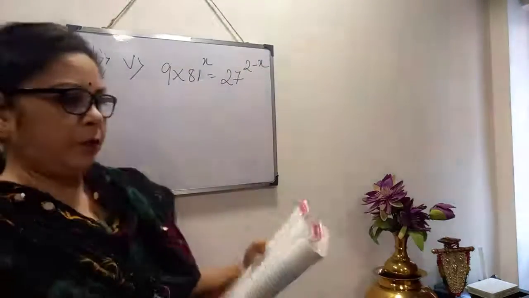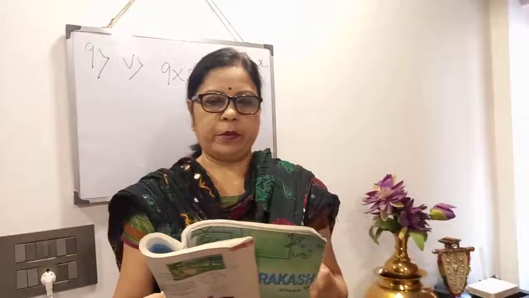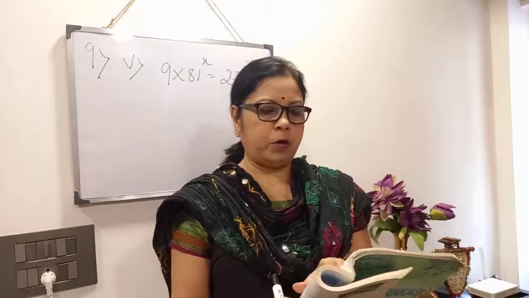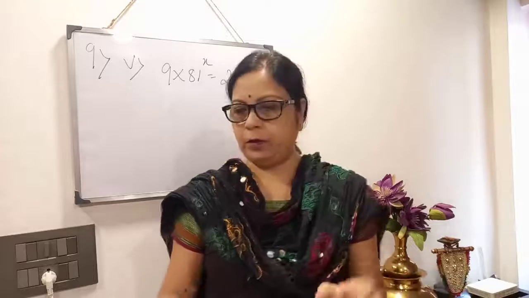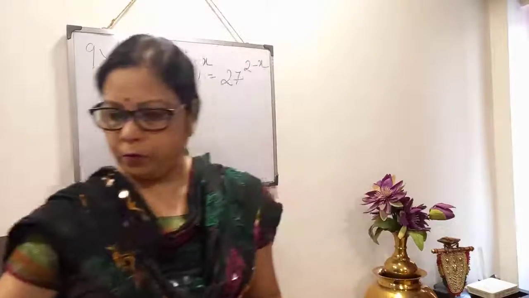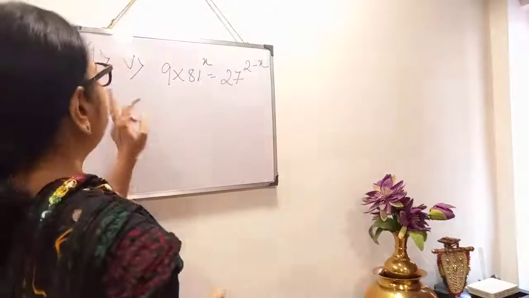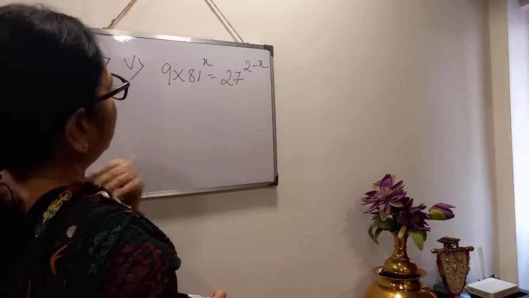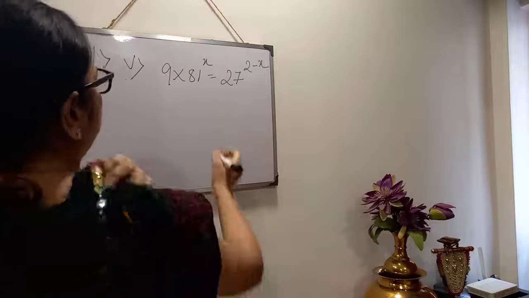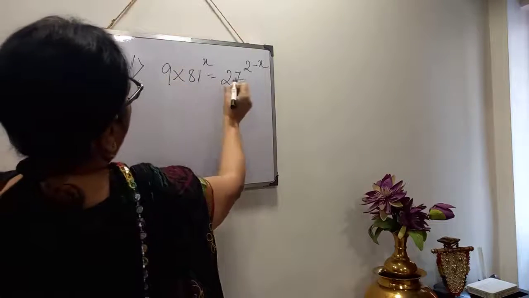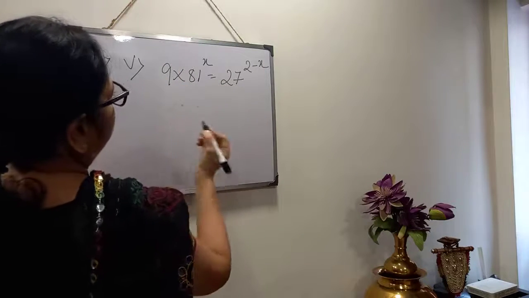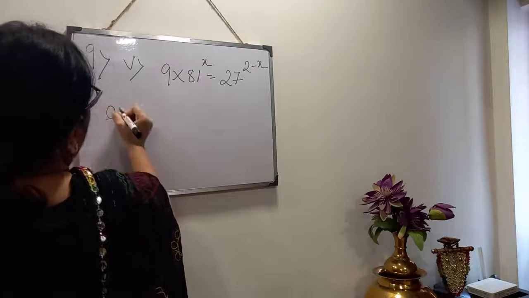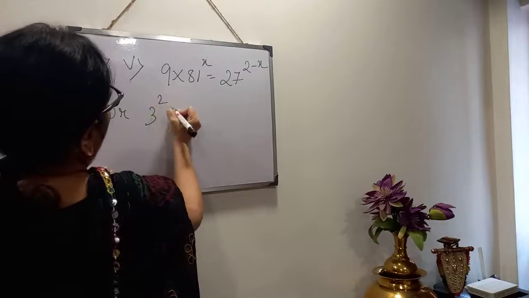Now in previous sums we have seen that we converted in terms of power of 7, and in terms of power of 2. Now here we have 9, 81, 27. So what is the lowest prime number of 9, 81 and 27? 3. So we'll convert all the numbers in terms of 3. So our base will become 3. Clear?